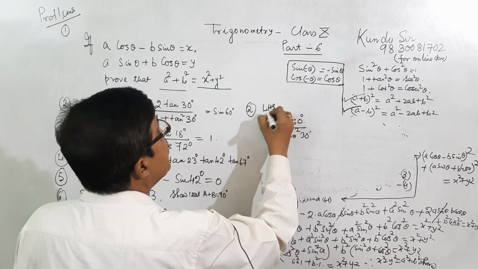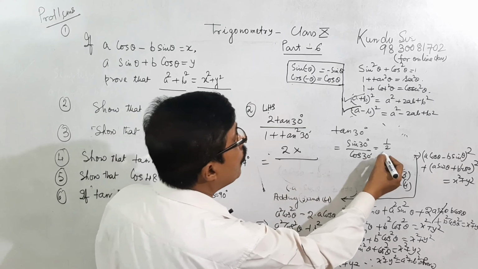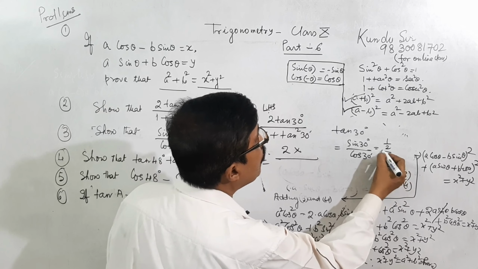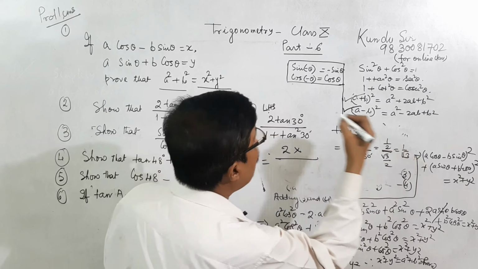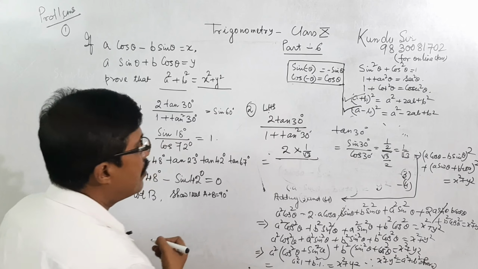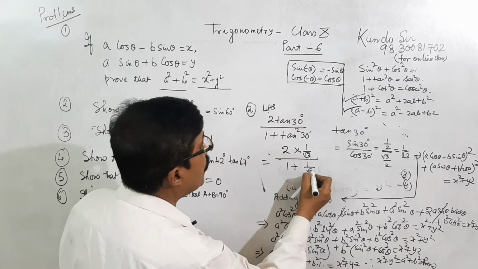First, we know the value of tan theta, tan 30. Tan 30 equal to sin 30 upon cos 30. So what is sin 30? Sin 30 is half. And what is cos 30? Cos 30 equal to root 3 by 2. That is, tan 30 equal to 1 by root 3. Now in the denominator, 1 plus (1 by root 3) whole square.